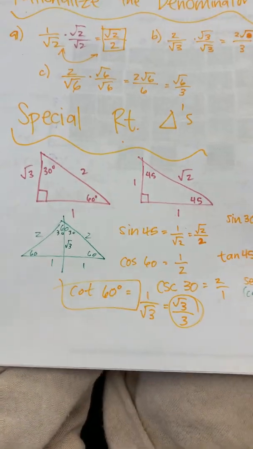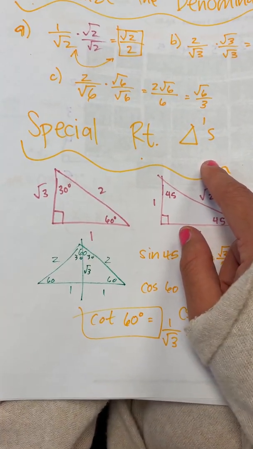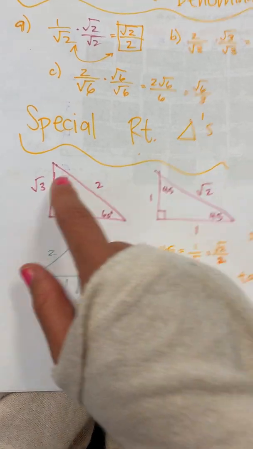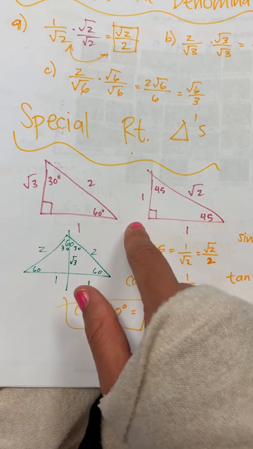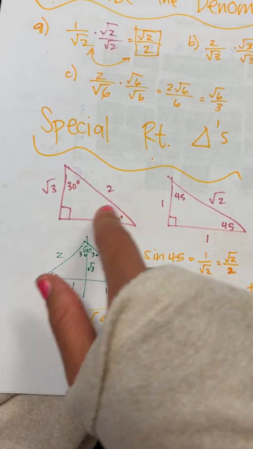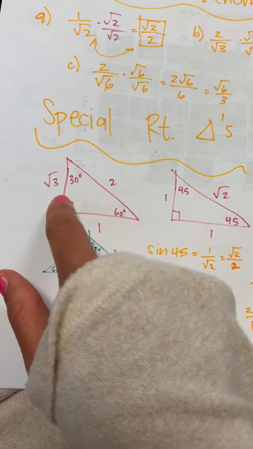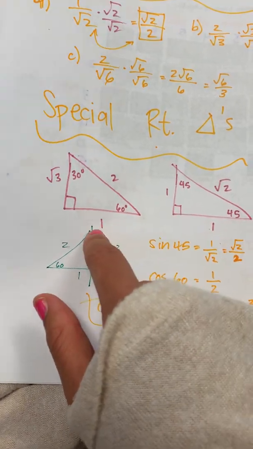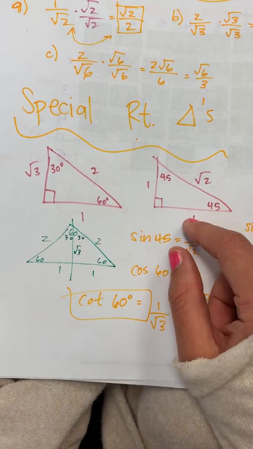Okay, next big thing on today, special right triangles. I don't know if you remember these from Math 2, but sometimes it's called the 30, 60, 90 triangles, or the 45, 45, 90 triangles. And these are the side lengths. 2 is always the hypotenuse on this guy. Root 3 is always next to the 30. 1's adjacent to the 60. And then with the 45, 45, 90 triangles, it's 1, 1, square root of 2.